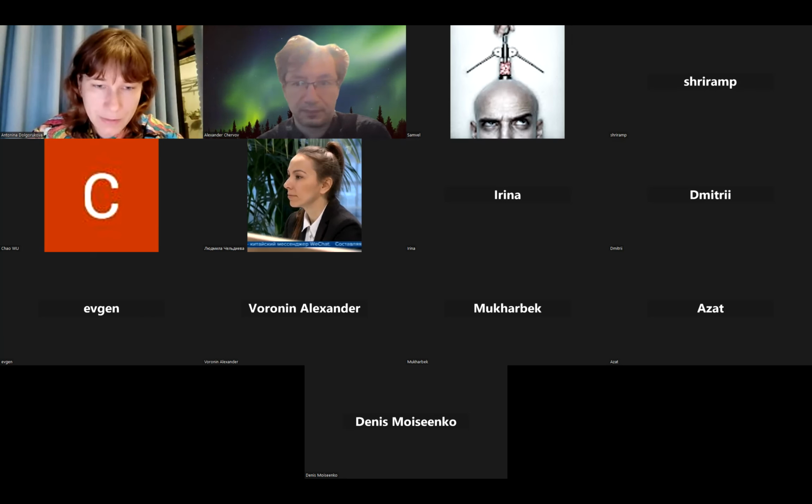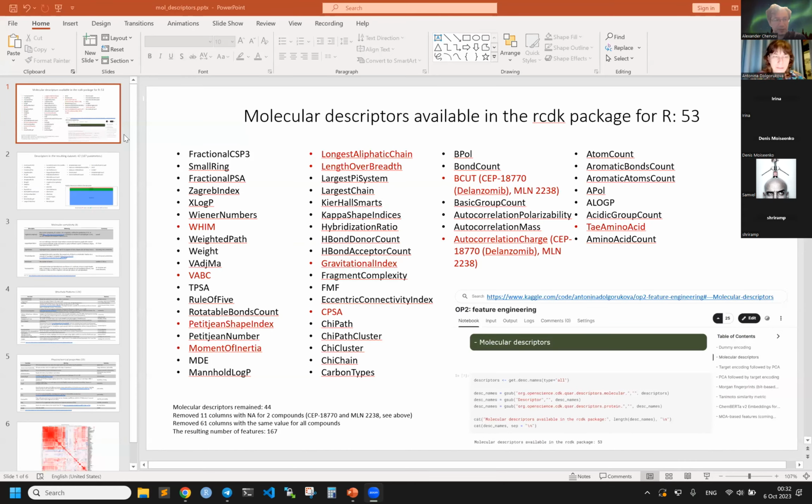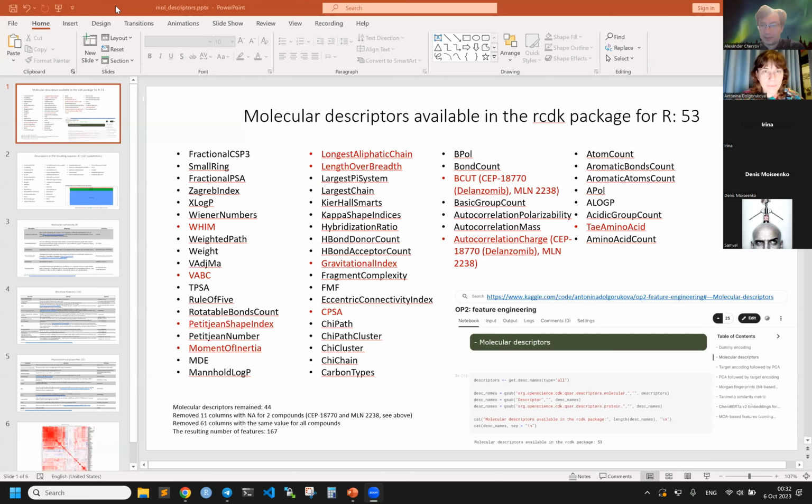I have to see the button to share screen. Yeah, it should be green. It's distinguished by green color. Do you see it? It's coming. Yeah, now I see it.